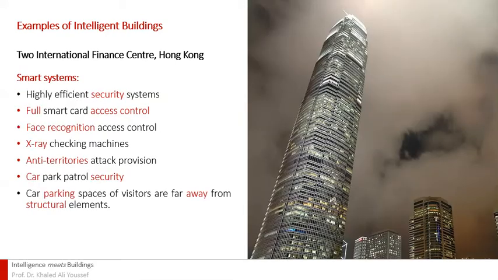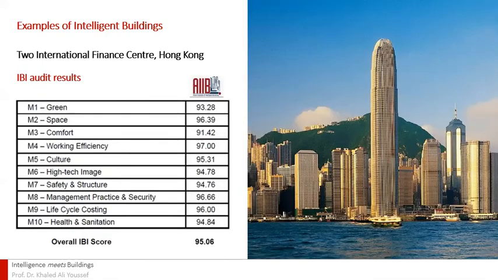Features of intelligence and smart systems in this building include also the security systems, smart card access control, face recognition access control, X-ray checking machines, and car parking security. The Asian Institute of Intelligent Buildings, or the AIIB, evaluated this building through the evaluation of the 10 quality environmental modules developed by the Institute from M1 to M10. The IBI score of this building was 95.06 out of 100, which means that this building is a distinction building.